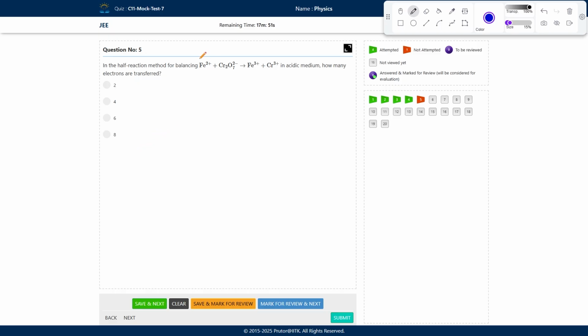So I am assigning the oxidation number here only. So this is +2 for iron. 7 times 2 is 14. 14 minus 2, 12. 12 by 2, 6. So +6 oxidation state. Fe3 plus will be in the +3 and Cr3 plus will be in the +3. You can see it very clearly that iron is getting oxidized. So if I write the oxidation half reaction, it will be Fe2 plus going on to Fe3 plus. So I am writing the oxidation half reaction as OHF.